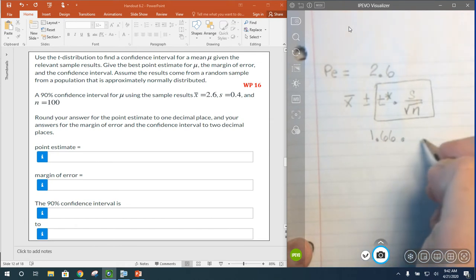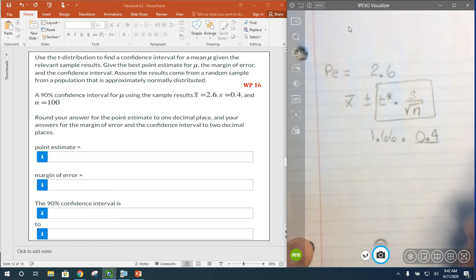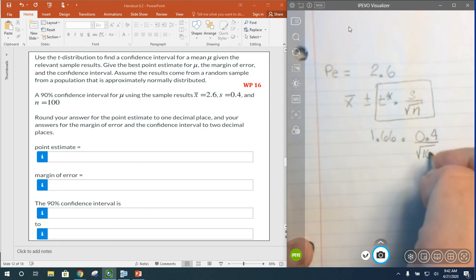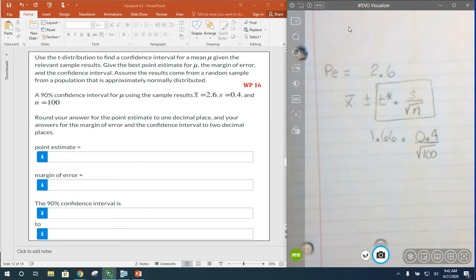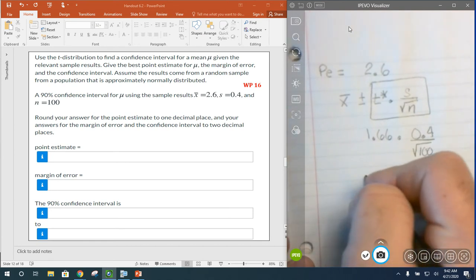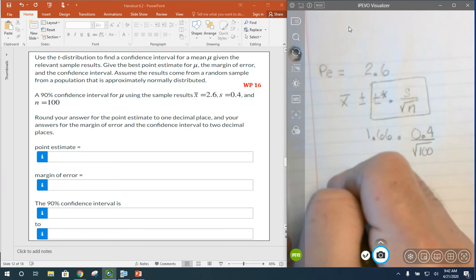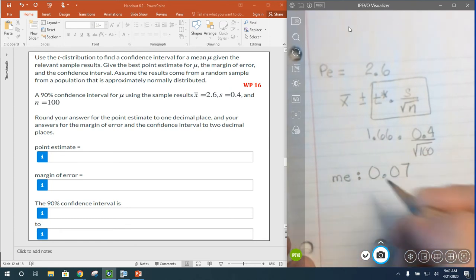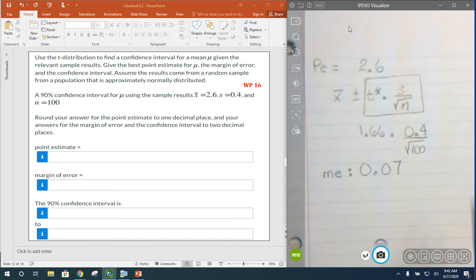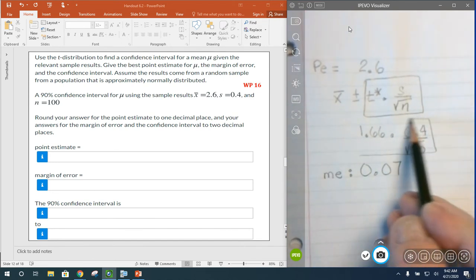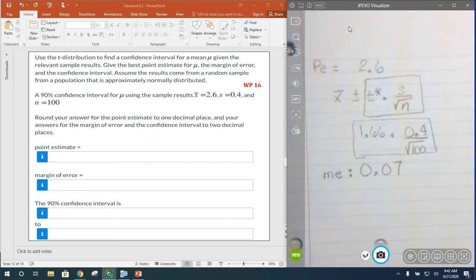I'm going to multiply that by, I know the standard deviation from the problem is 0.4. And I know that the root of n is actually 10, but I'm going to write root of n right there. I'm going to do those calculations, and when I'm all done, I'm going to get 0.07 for my margin of error. This calculation made my margin of error.